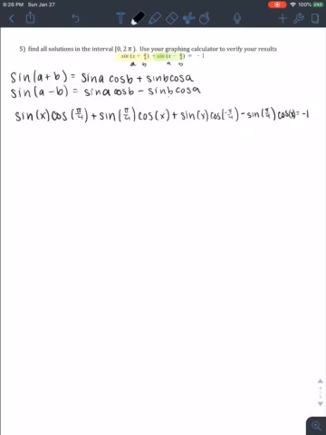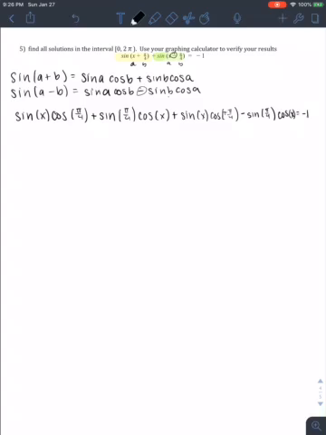Okay, so I made a mistake. This minus right here should be a plus. So the sign is already accounted, the negative sign right here is accounted for in our equation. Okay, so we are going to evaluate now.